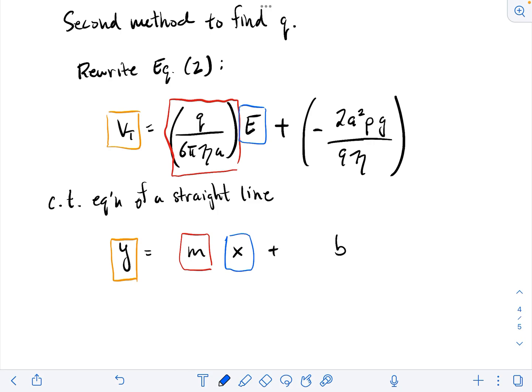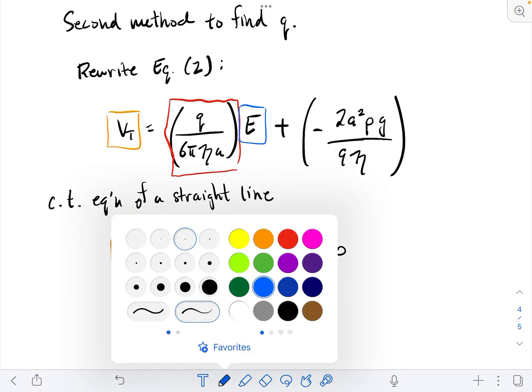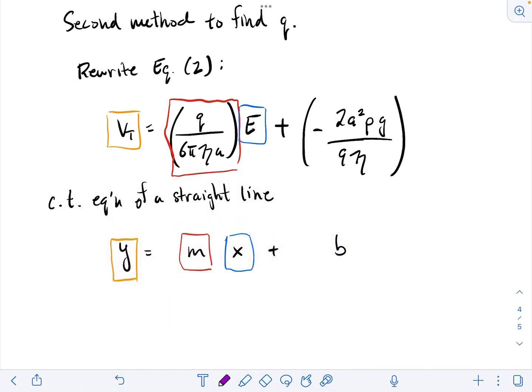And then the only thing that's left is our intercept. In fact, this is the free fall velocity. The y-intercept corresponds to the value of y when x equals 0. For us, our x variable is the electric field. If we set the electric field equal to 0, then the only forces acting on our droplet are gravity and the drag force, and we get the free fall velocity.